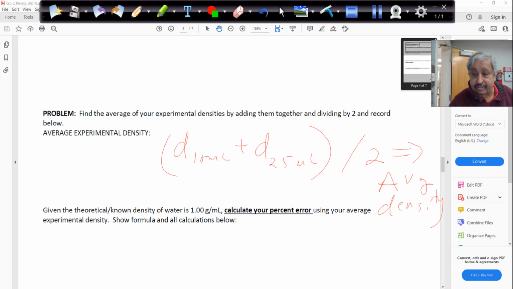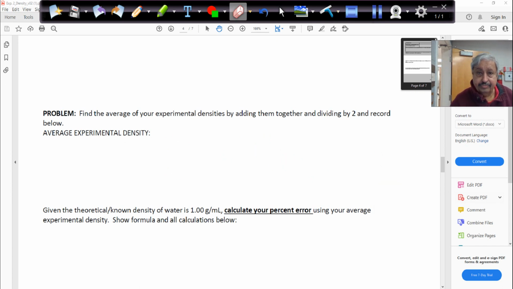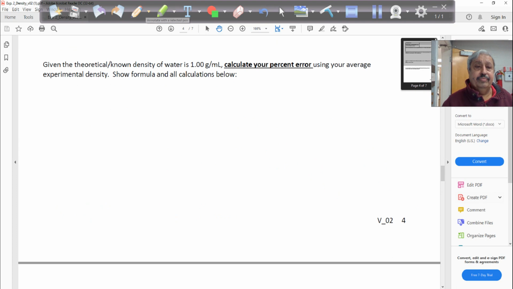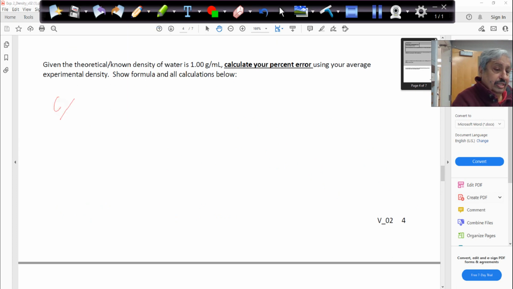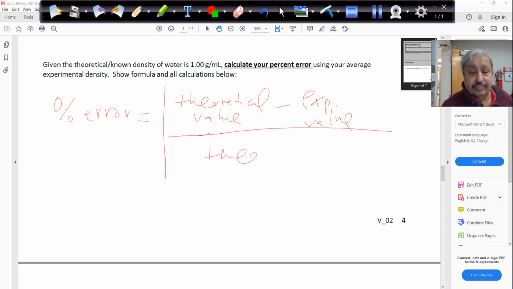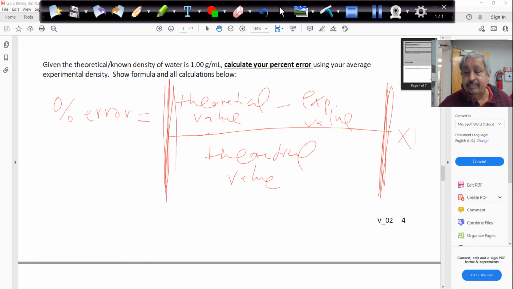Okay, the percentage error here, on the other hand, you can come here and then calculate the percentage error. So what is the percentage error? Percentage error, guys, is you take the absolute value, so you don't worry about minus or negative. It's the theoretical value minus the experimental value divided by the theoretical value. Take the absolute value, multiply by 100%.